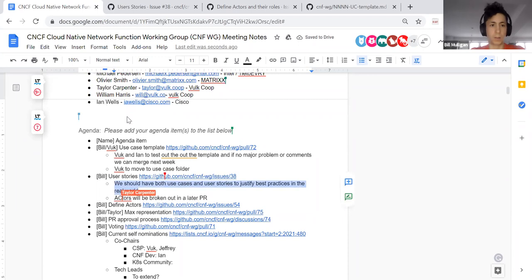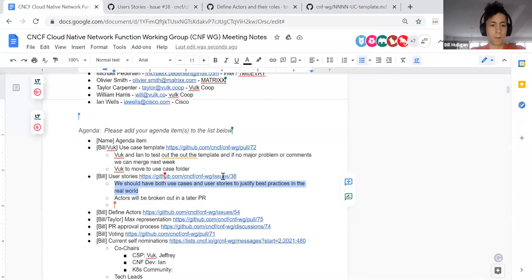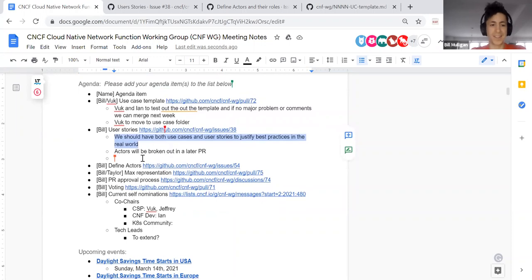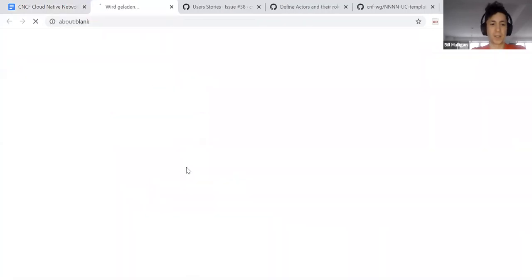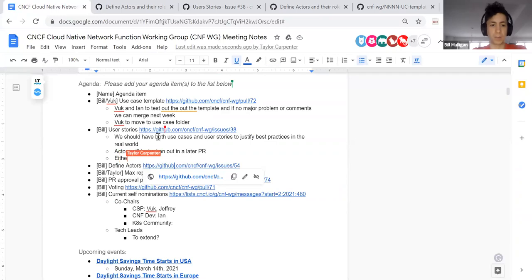I'm just going to comment this on the issue too, so we have that too. And then this next issue is also the issue for defining the actors and their roles. But as we said before, this is going to be in a later PR. So I don't know if somebody wants to volunteer to take that up. Feel free to raise your hand right now, or otherwise we can wait. Is anybody interested in taking the first stab at defining the actors and moving forwards with that?